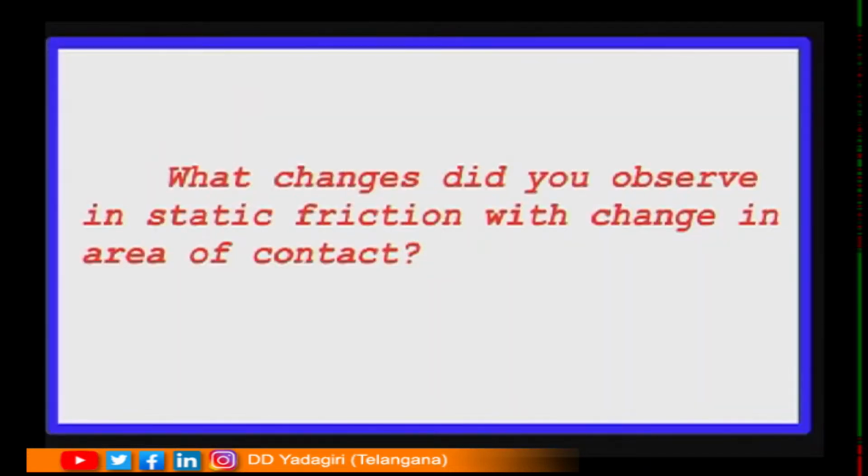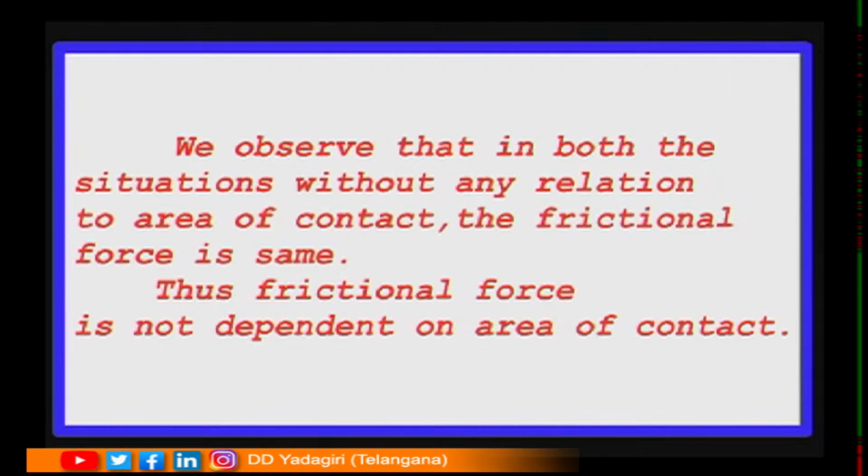What changes did you observe in static friction with change in the area of contact? We observe that in both the situations, without any relation to the area of contact, the frictional force is the same. Thus, frictional force is not dependent on area of contact.